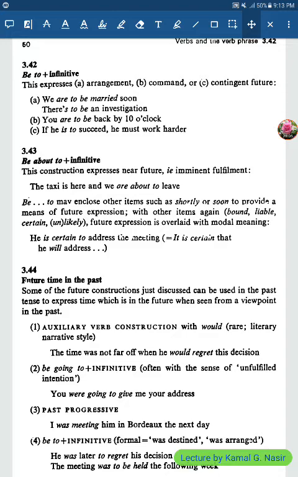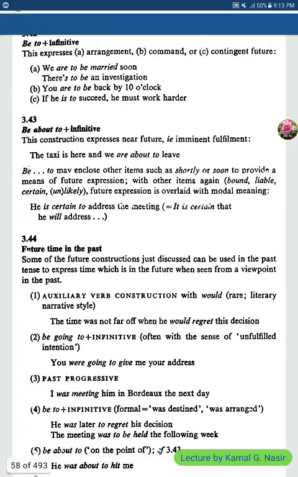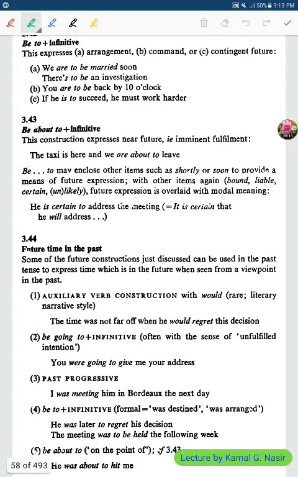Other expressions also show the meaning of a future. We are still with the future. Be plus to plus infinitive. We are to be married soon. This shows the meaning of a future. Here, according to the rule, are is a form of be, then to, and the infinitive be. So we are to be married soon.